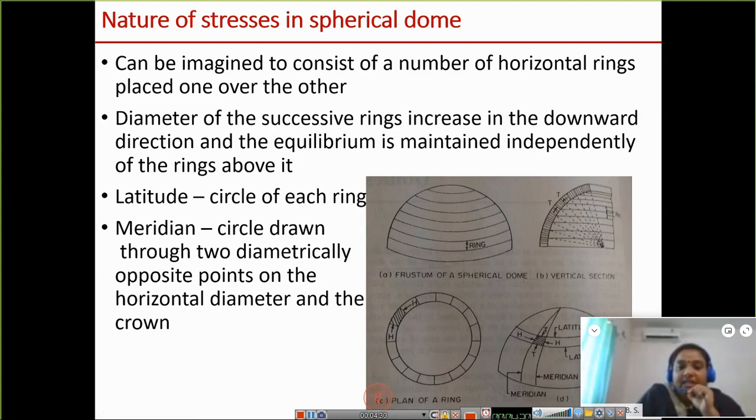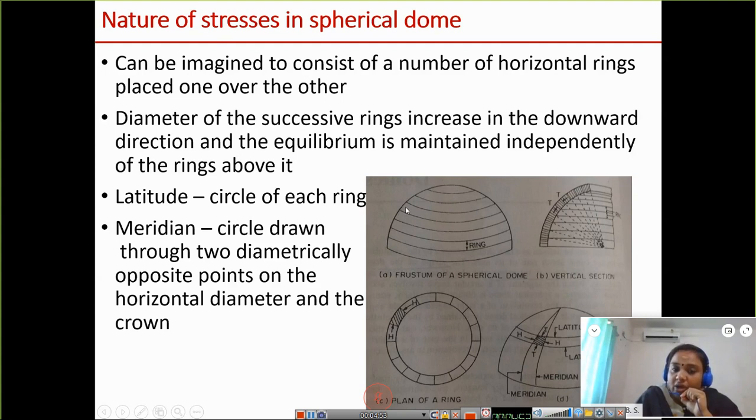And then the diameter of the circular rings increase in the downward direction. So if you consider this ring, the diameter of this ring is getting increased, right? So the diameter of the successive rings increase in the downward direction, and the equilibrium is maintained independent of the ring above it.